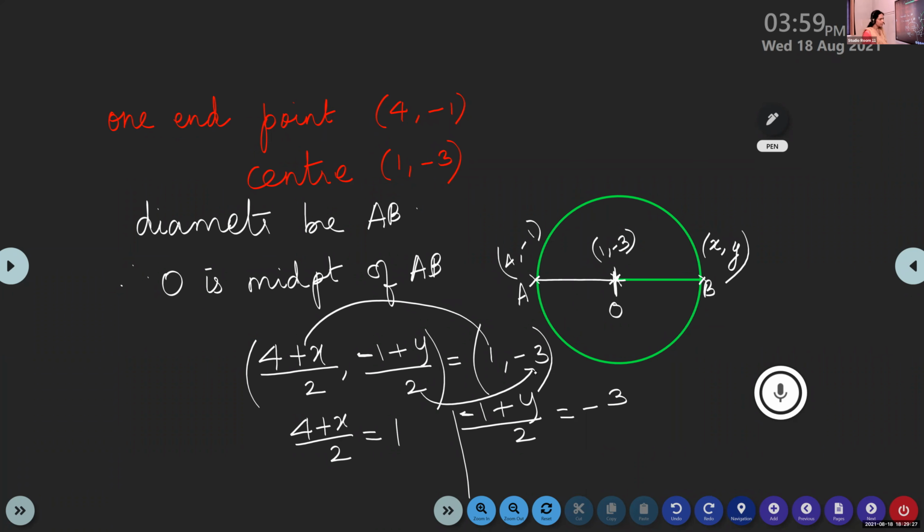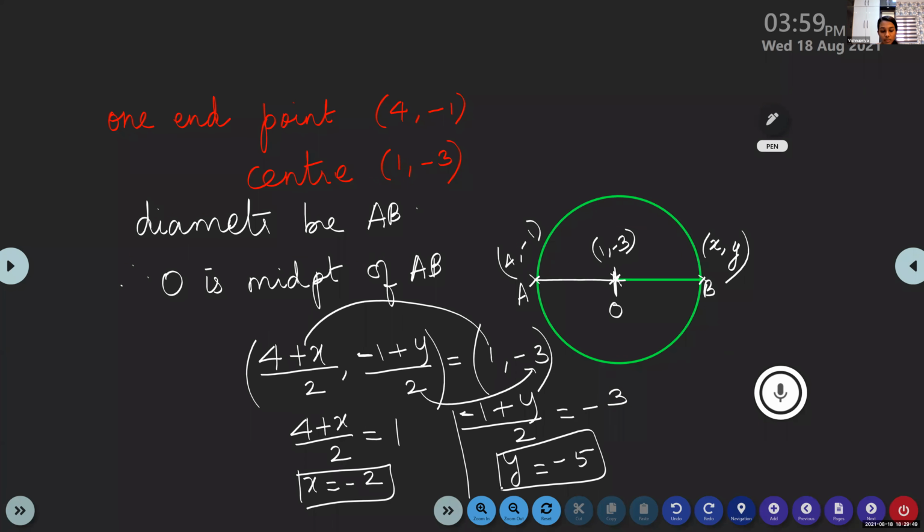From here, can you solve it and give the value of x and y? Ma'am, x is equal to minus 2, y is equal to minus 5. Is it correct, Rizwan? Is it correct, Rifa?